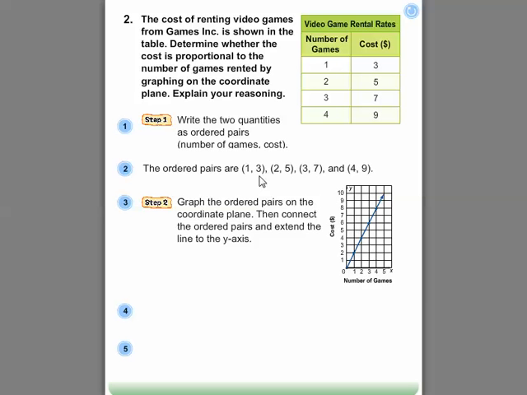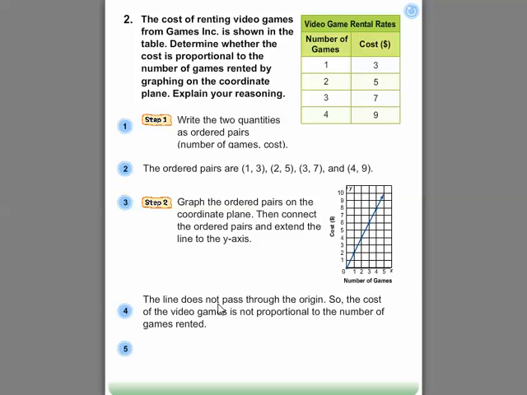So we take these ordered pairs, so we go 0, 0, 1, 3, 2, 5, 3, 7, and 4, 9. So the line is not passing through the origin, so the cost of the video games is not proportional to the number of games rented.